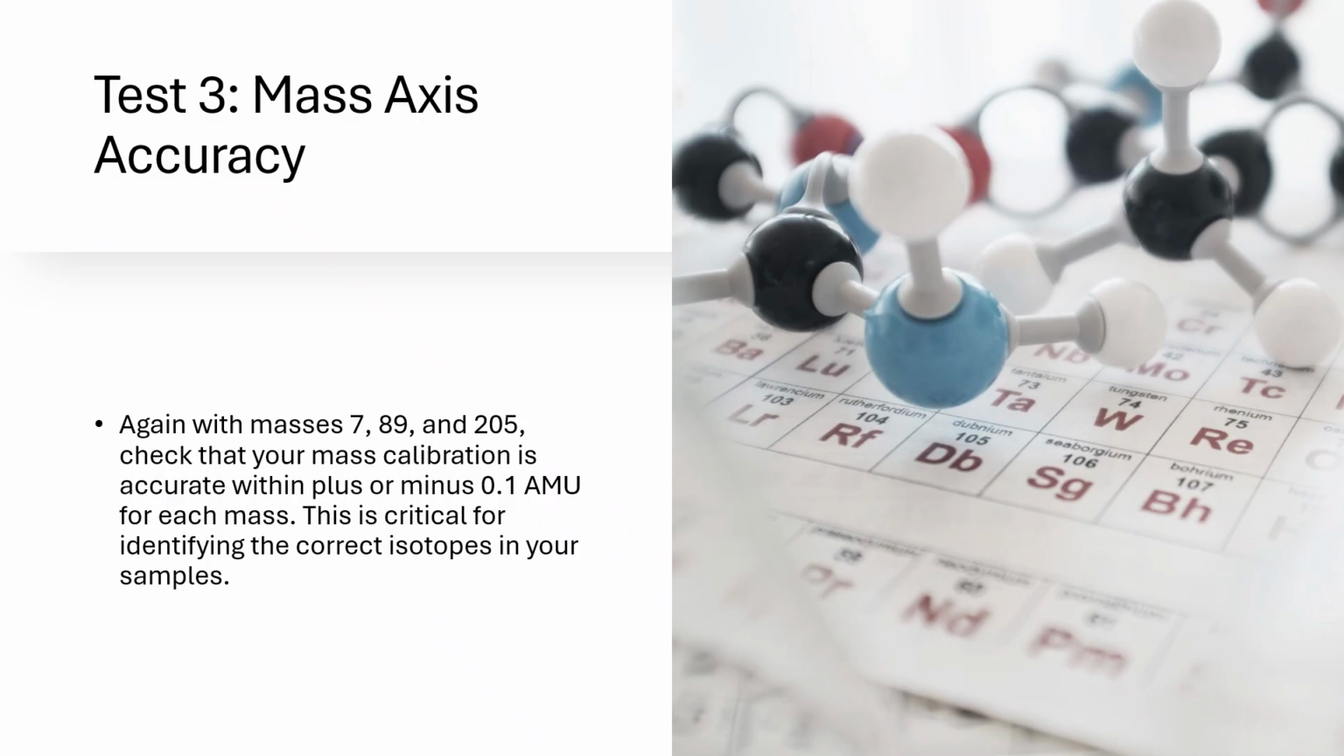Again with the masses 7, 89 and 205, check that your mass calibration is accurate with plus or minus 0.1 AMU for each mass. This is critical for identifying the correct isotopes in your sample.